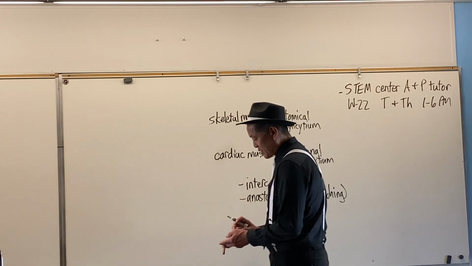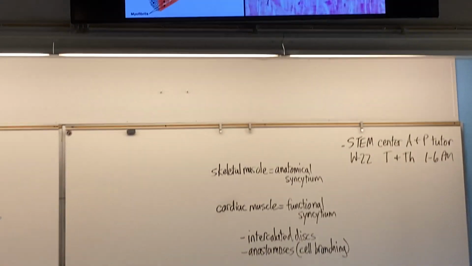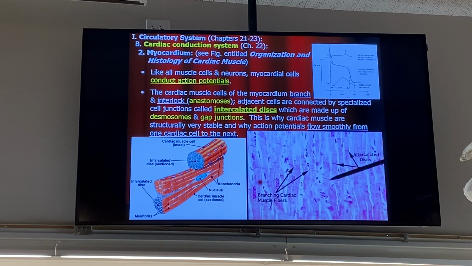Intercalated discs, which have the gap junctions, so adjacent cells share a little bit of cytoplasm. And anastomoses, which is cell branching. And that allows this action potential to start at the pacemaker, the SA node, and spread smoothly across all the atria going down, because you've got anastomoses spreading out. One cell goes to 2, 2 go to 4. Do you see how cell branching allows this to spread out smoothly? Even though the cells are not fused, they act like they are. Functional syncytium.